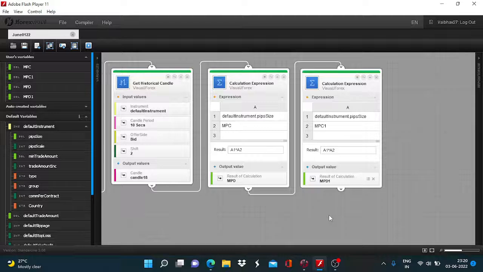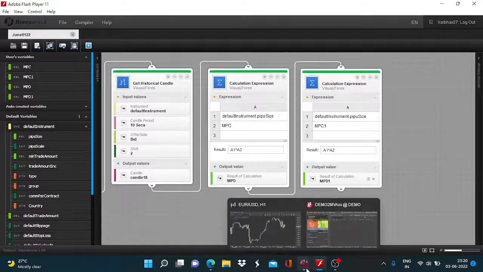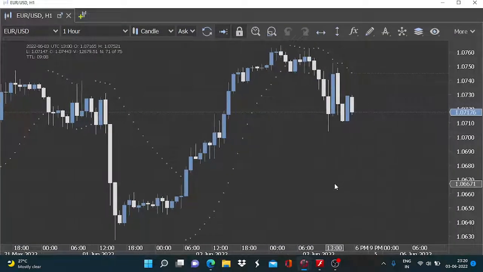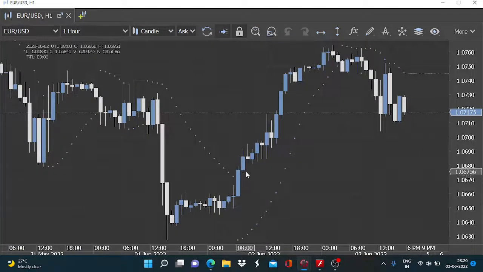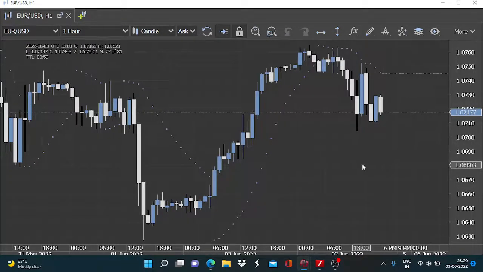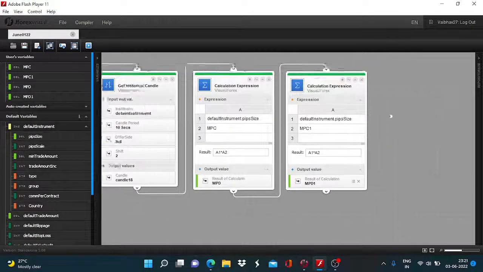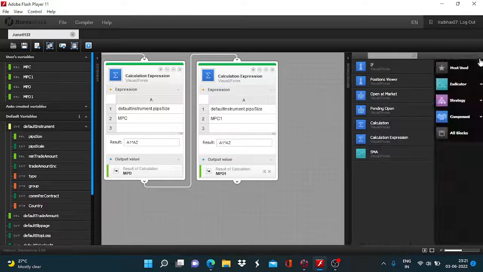Now we have to consider the actual difference, and since for this session the focus is on the buy side, so we will consider the closing and opening price difference, and as we need the difference to be at least more than 15 pips, so we will have to deduct the opening price from the closing price. So one more calculation expression block is needed.